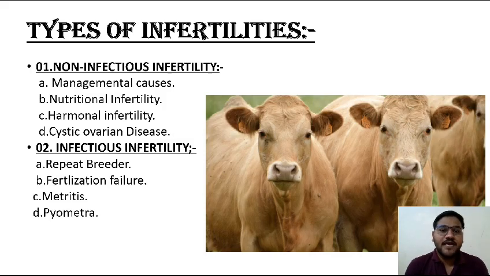Coming to the types of infertility, there are two types. One, non-infectious infertility, and another one is infectious infertility. The non-infectious infertility includes managemental causes, nutritional infertility, hormonal infertility, and cystic ovarian diseases. And the second one, infectious infertility, includes repeat breeder, fertilization failure, metritis, and pyometra. Metritis means the inflammation of the uterus, and pyometra means the infection in the uterus.